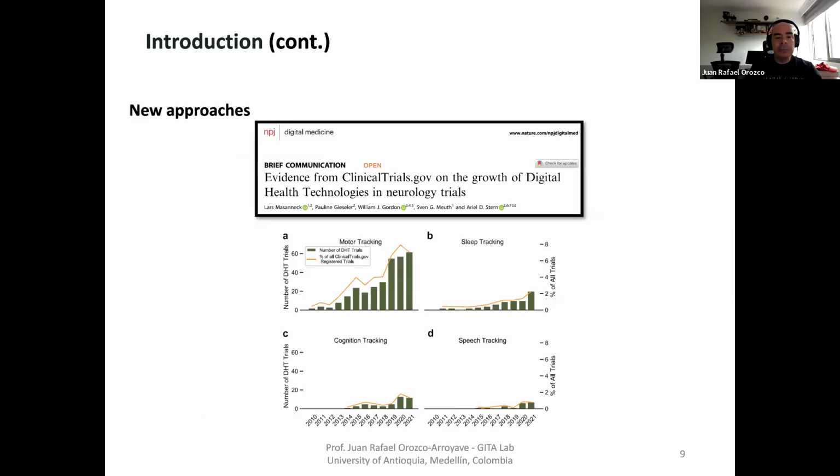Now, another reason why it makes sense to study the problem using different biosignals other than fMRI or neuropsychological tests is that, if you look at the evidence in the literature, there is an increasing trend of digital health technologies being used to address neurology-related problems. Now, the good news is that cognition and speech, even though slightly growing, still have a lot to do. And that is good news for us as researchers.